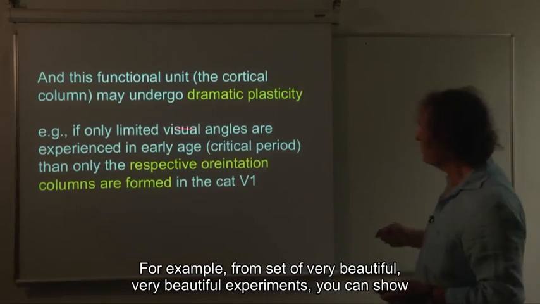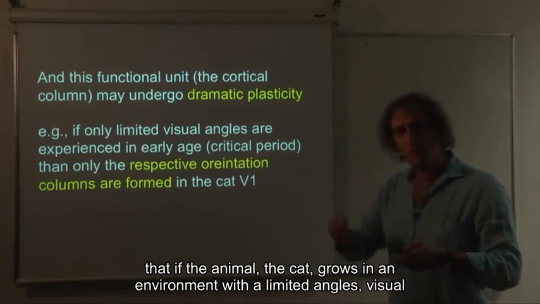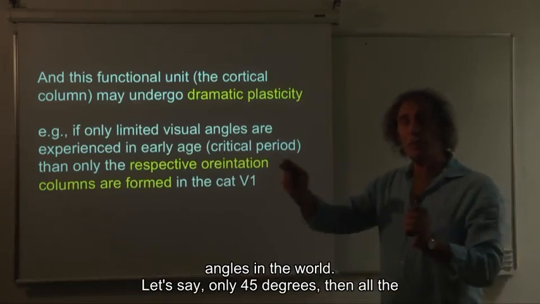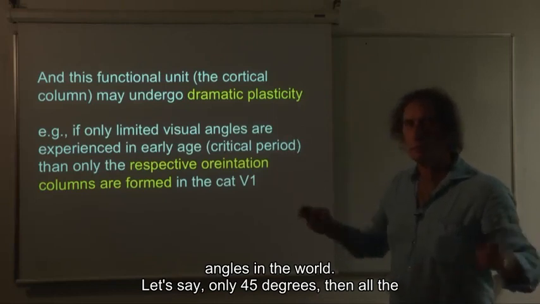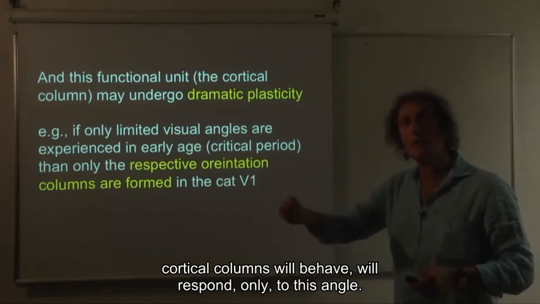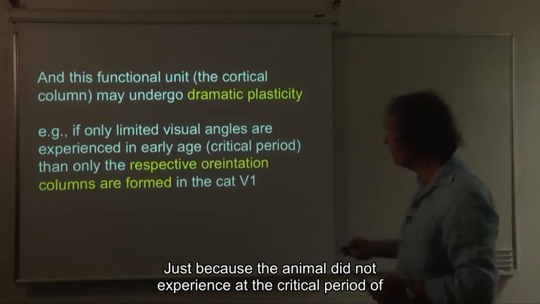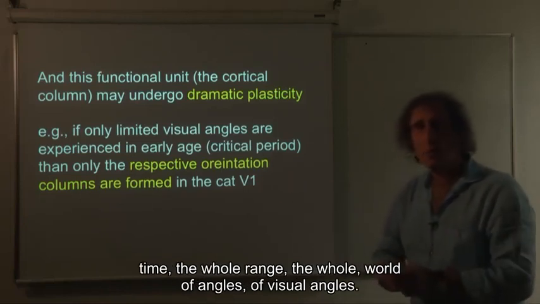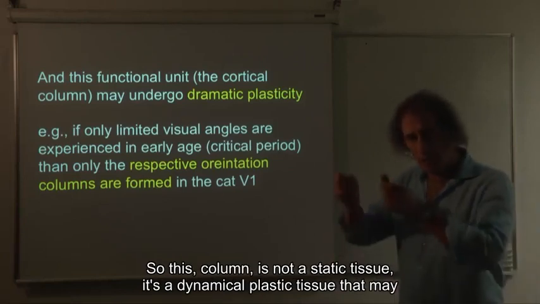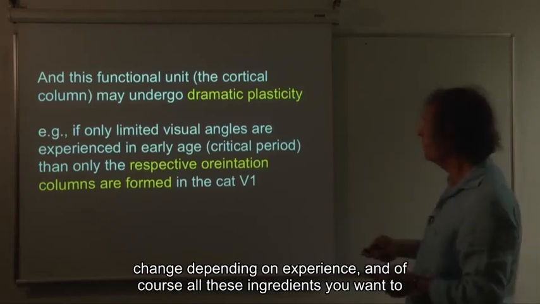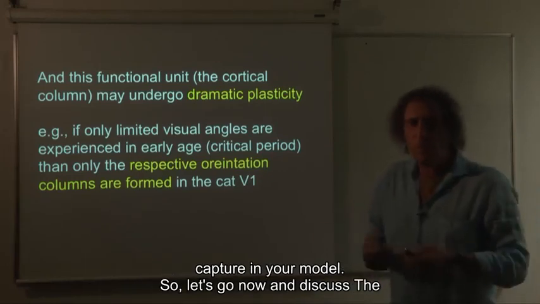For example, from a set of very beautiful experiments, you can show that if the cat grows in an environment with limited visual angles in the world, let's say only 45 degrees, then all the cortical columns will respond only to this angle. Just because the animal did not experience, at a critical period of time, the whole range, the whole world of visual angles. So this column is not a static tissue. It's a dynamical, plastic tissue that may change depending on experience. And of course, all these ingredients you want to capture in your model.